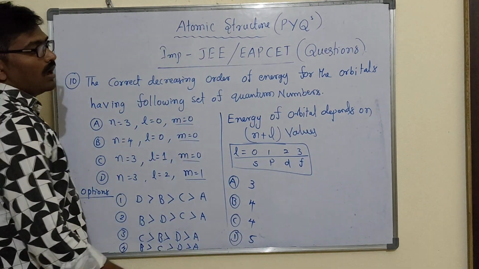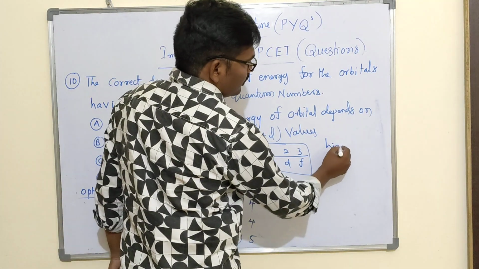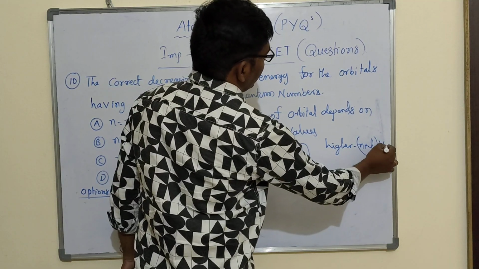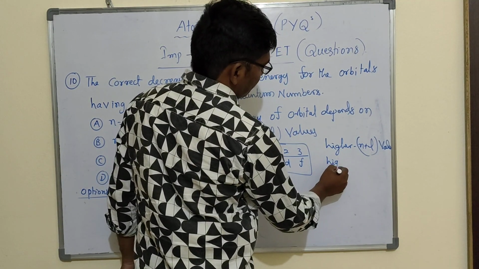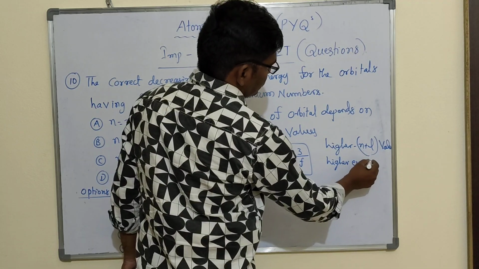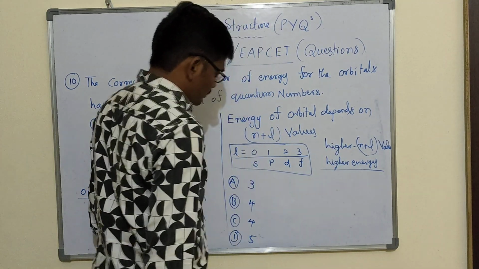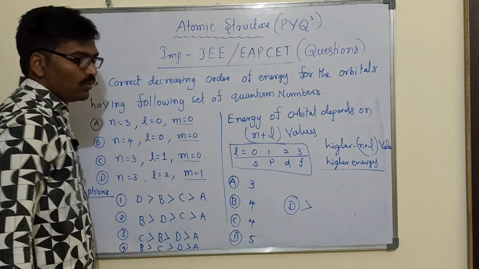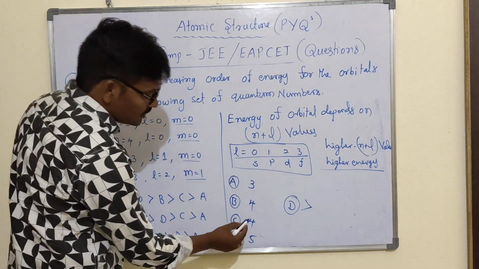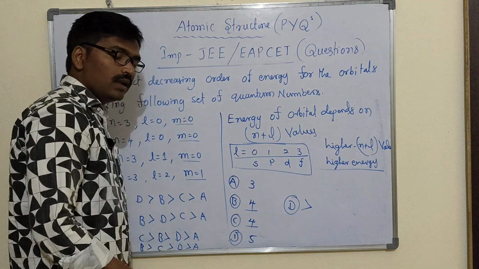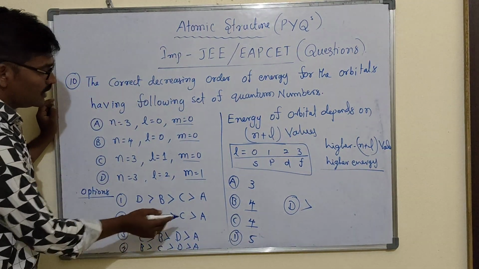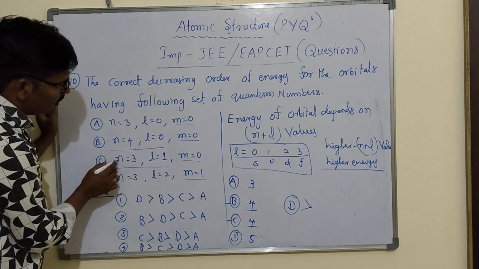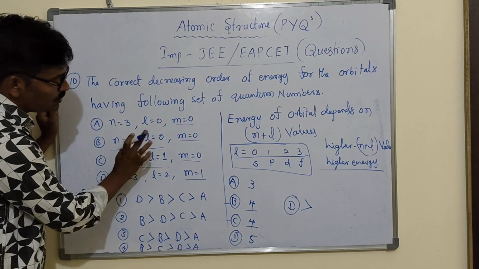Remember, higher n plus l value, higher energy. So taking the energy based on n plus l value, D has the most energy. Once the same n plus l values are there, at that time you have to take options B and C. In these two options the n plus l value is the same: 3 plus 1 is 4, then 4 plus 0 is 4.